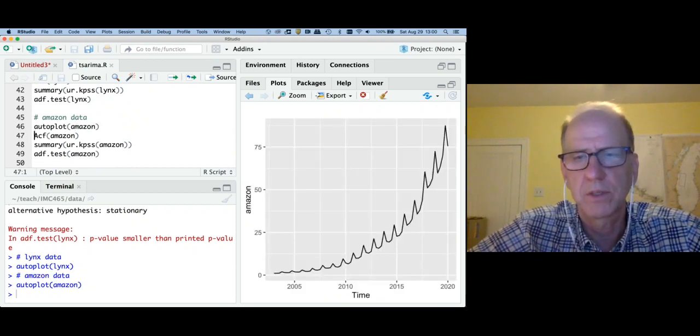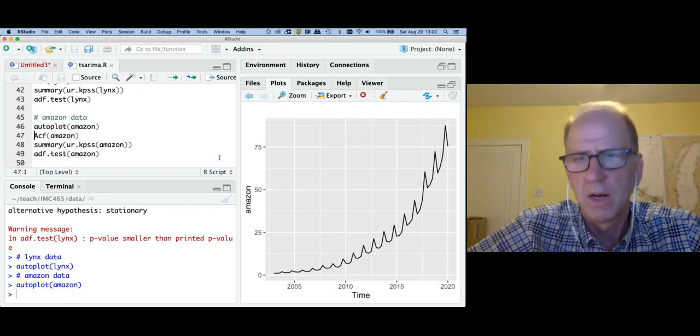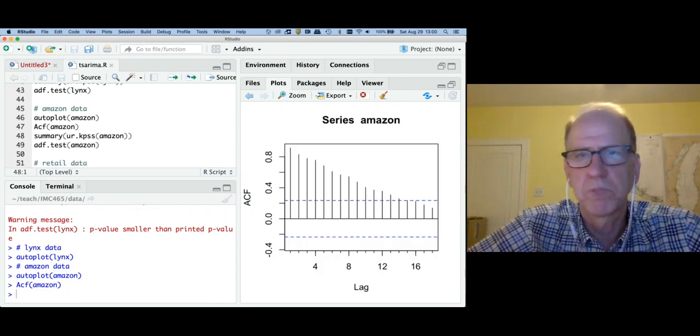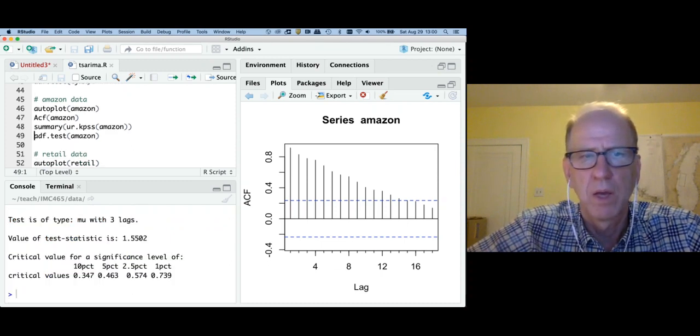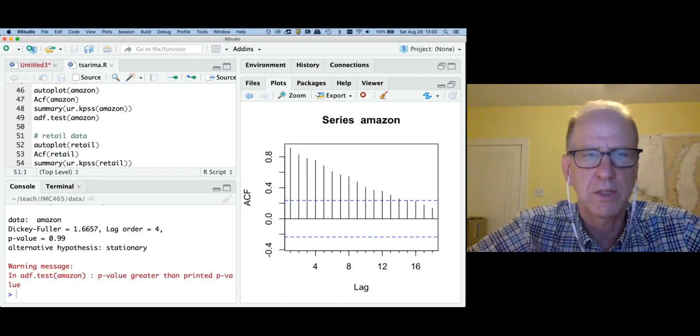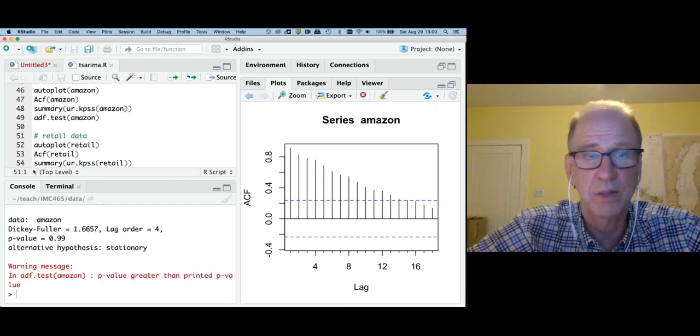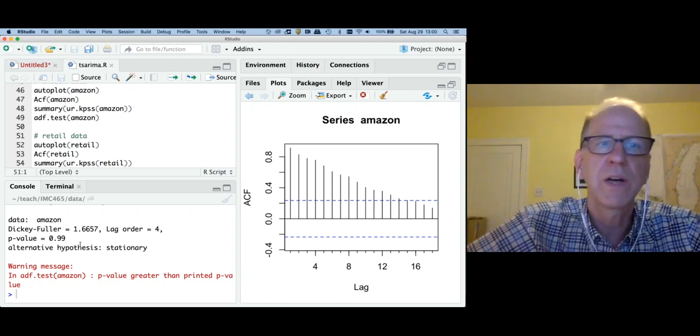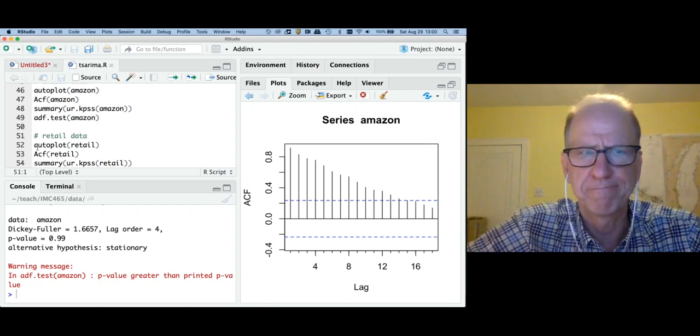So we've already seen this a million times. We have exponential growth with strong seasonal patterns, variance increasing. ACF is saying it's not stationary. We can reject the null hypothesis of stationarity because that 1.55 is much larger than any of the cutoff values. And the ADF test is also saying we can't reject the null hypothesis of non-stationarity, so we've got to do a lot of work on the Amazon data.